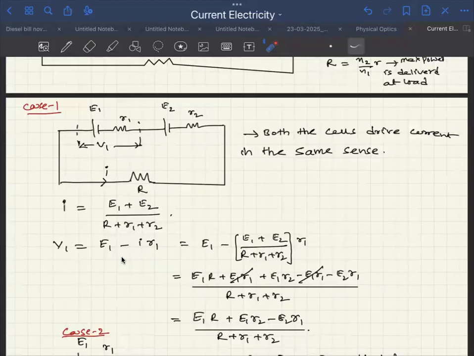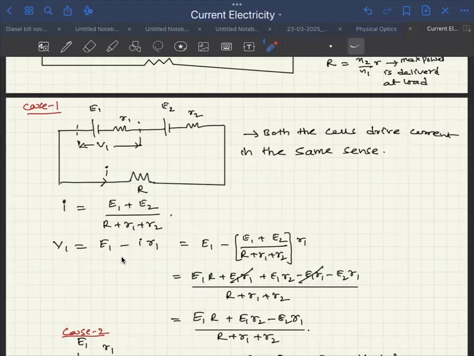They are connected in series. Even though they are connected in series, you should never confuse one part here. Are they driving currents in the same sense or not? How do I know? Minus plus. Please see the order. Minus plus means both will drive the current in the same sense.